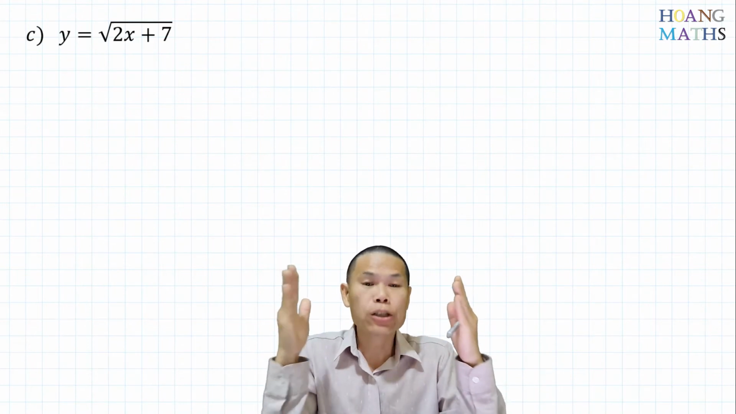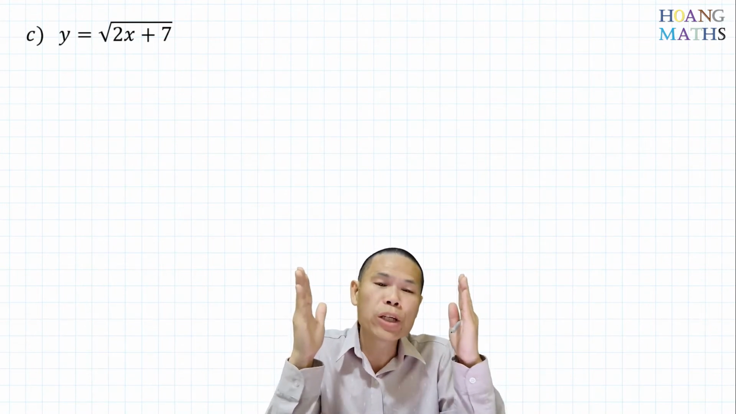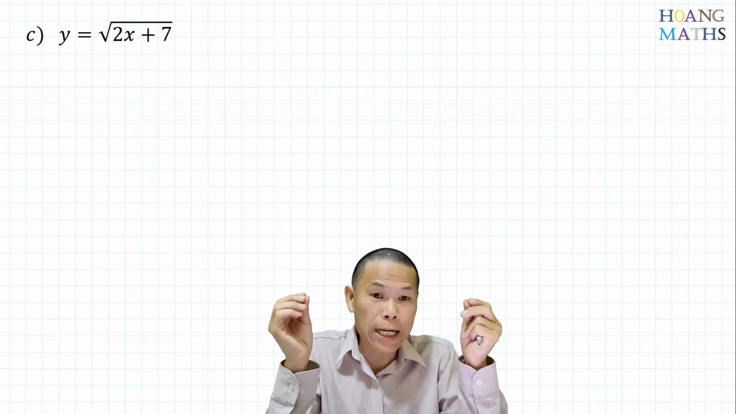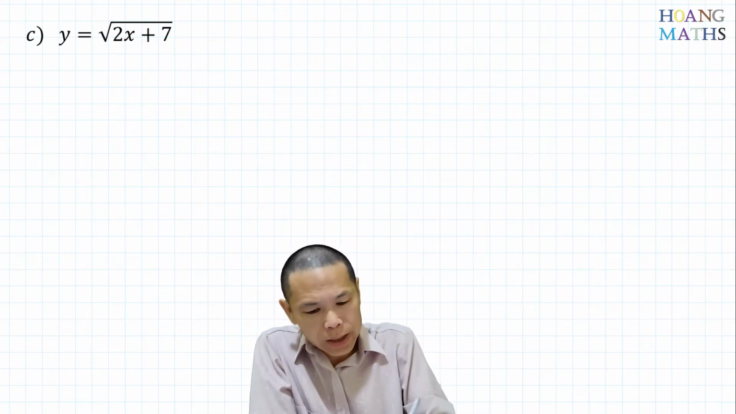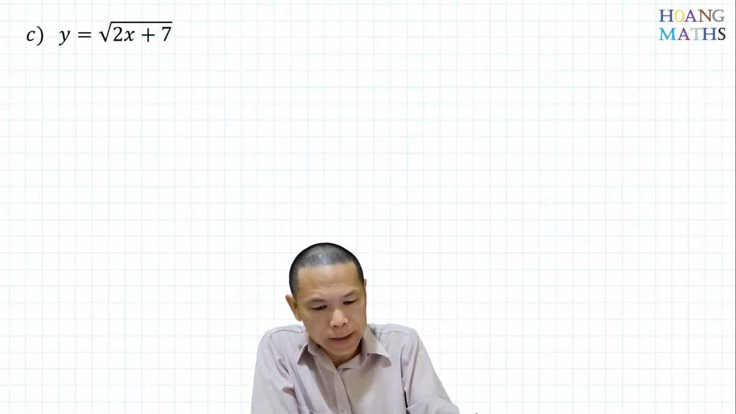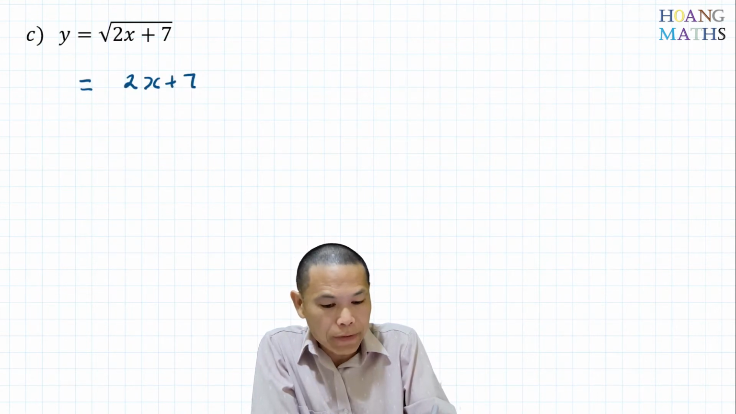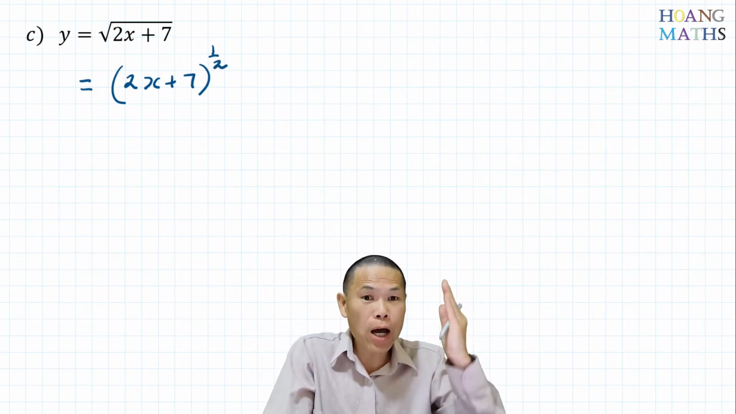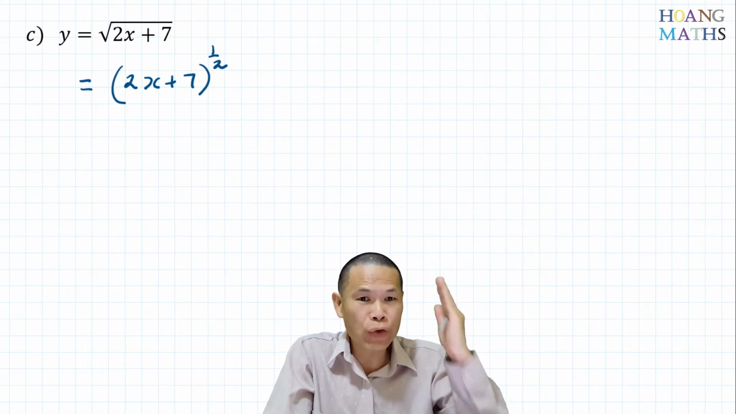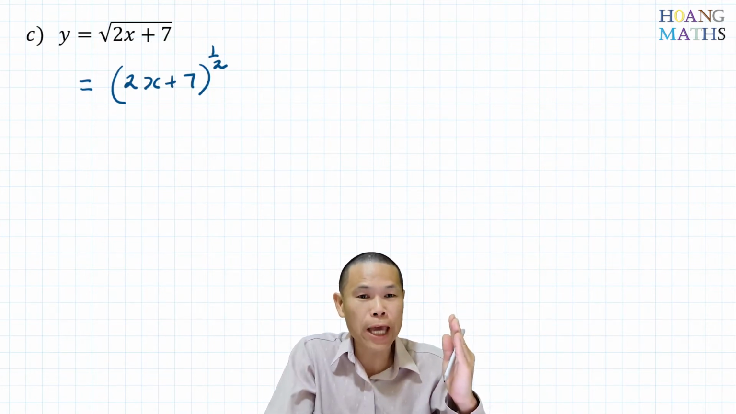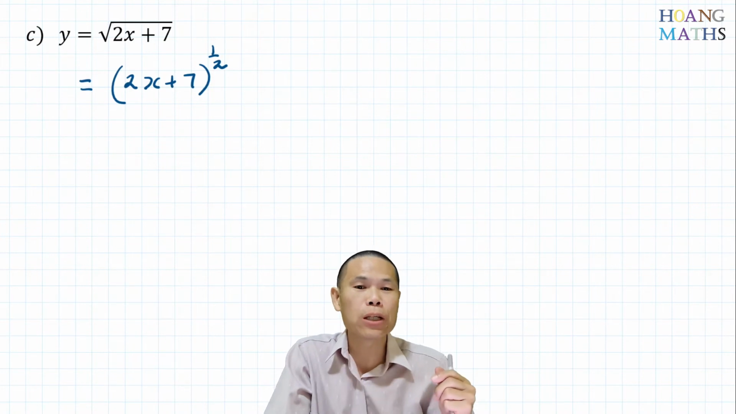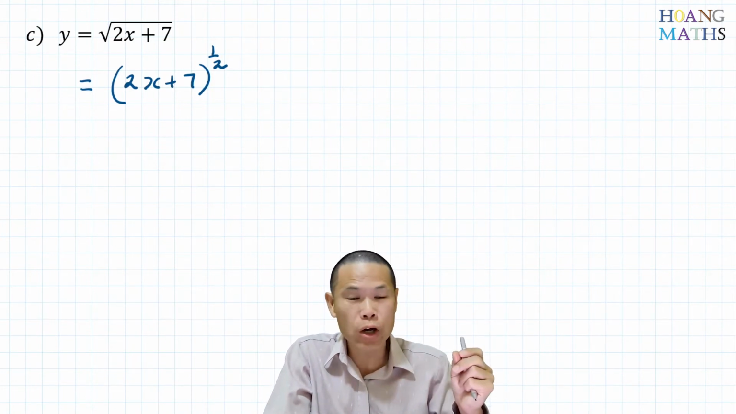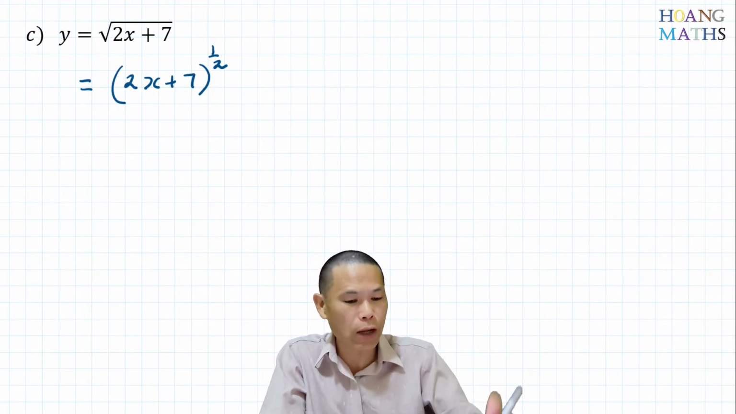Part C. Before we even differentiate this, we need to write in fractional index first. So this is exactly the same as 2x plus 7 to the power of a half. Now we just use power, angle, trig. We differentiate the power, then we differentiate the angle, and then we differentiate the trig. But at the moment we're not dealing with trig, so we just ignore that for now.